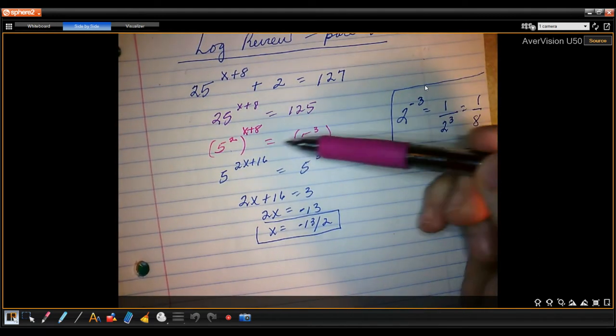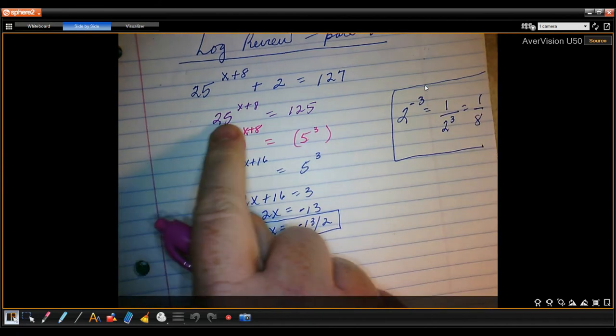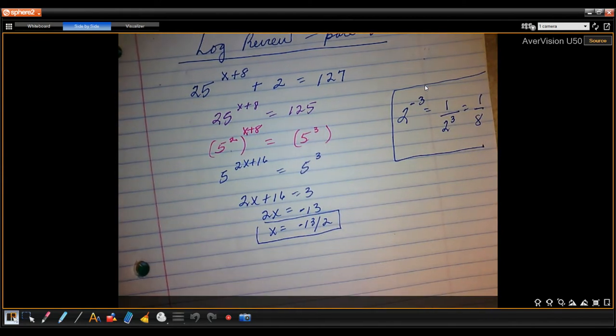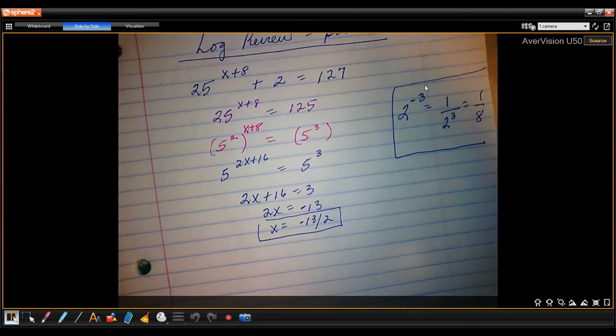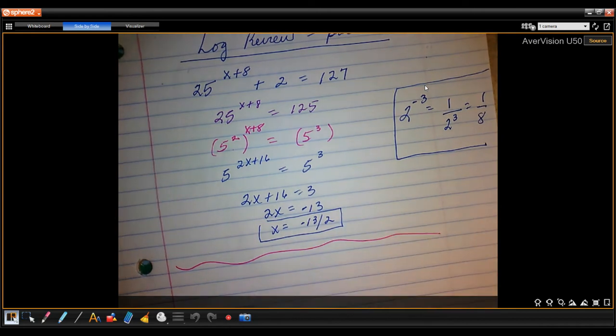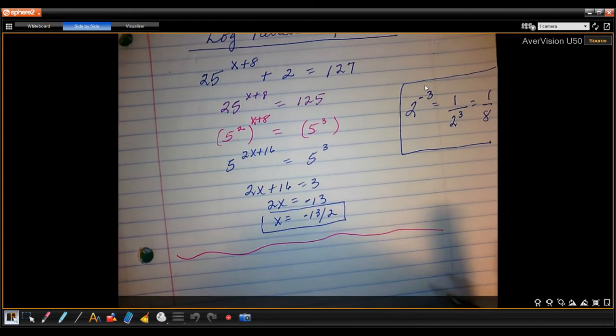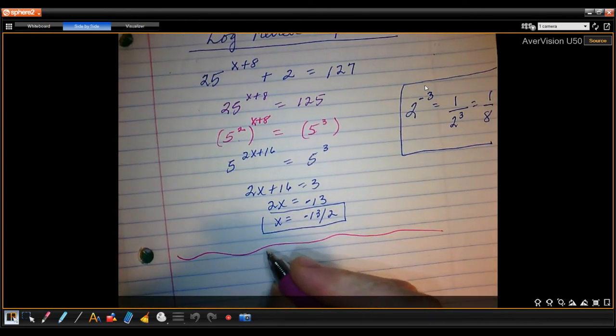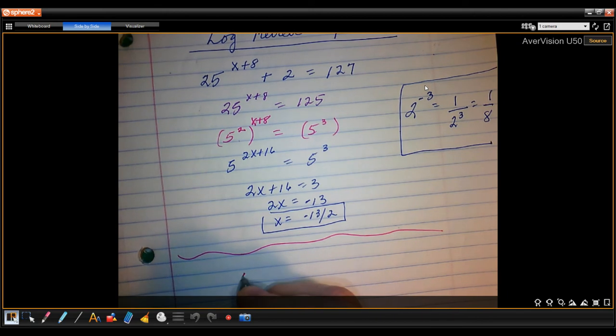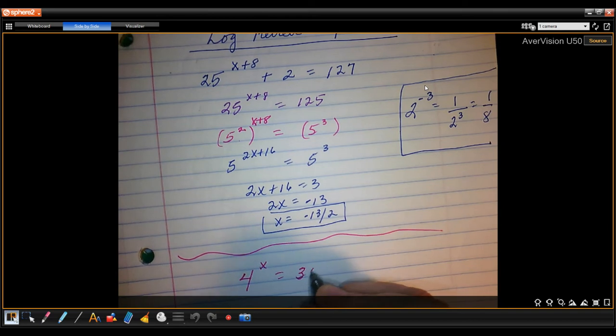But of course, it's not always going to be this picture perfect. It's not always going to be like 25 or like 4 and 8, 16 or 9, 27. It always won't be that pretty. So therefore, we have to use logs. So just piggybacking on what we've been doing, let's keep it basic. So 4 to the x equals 300.